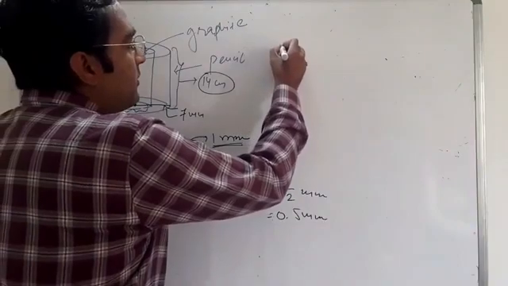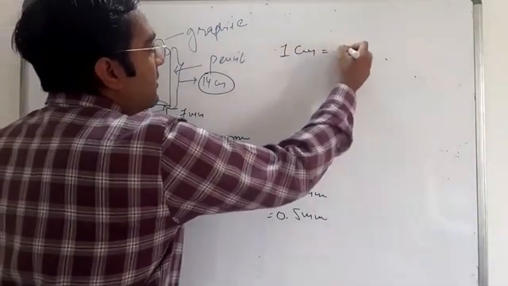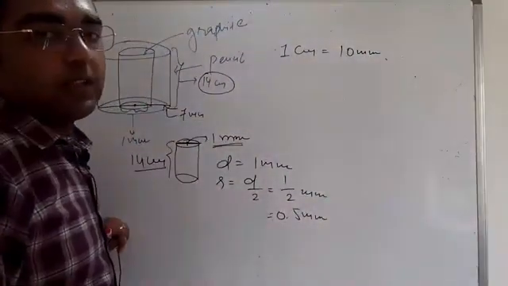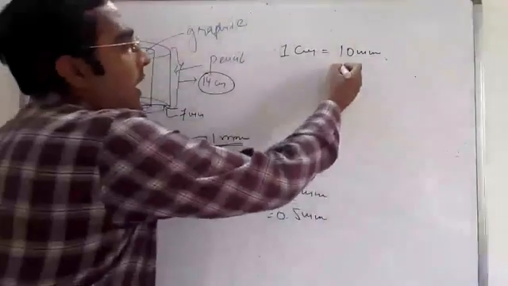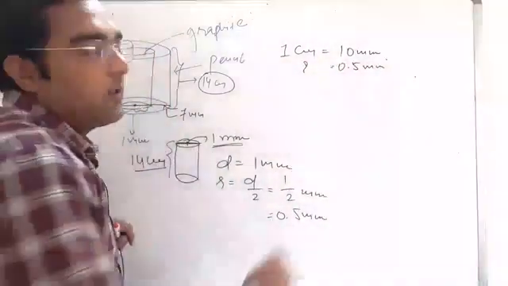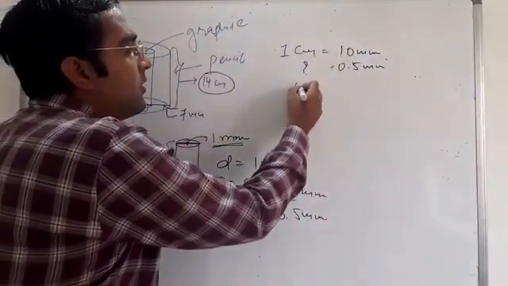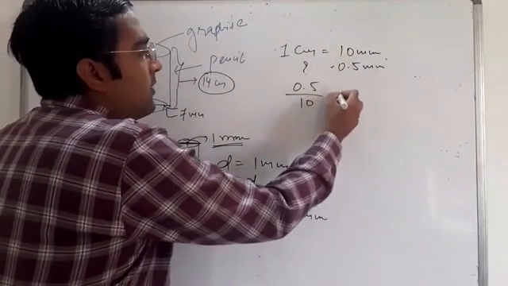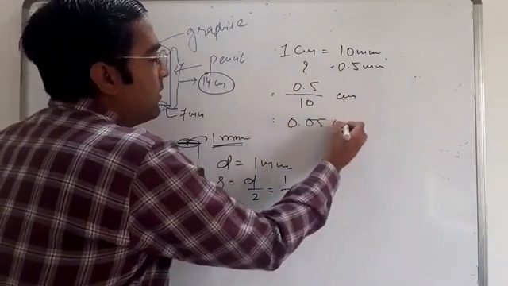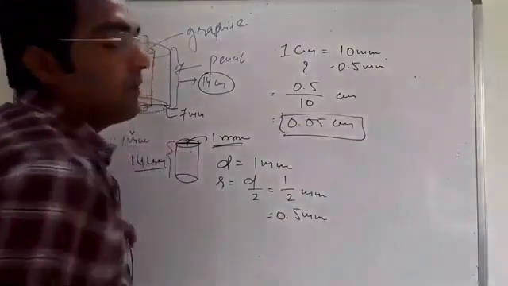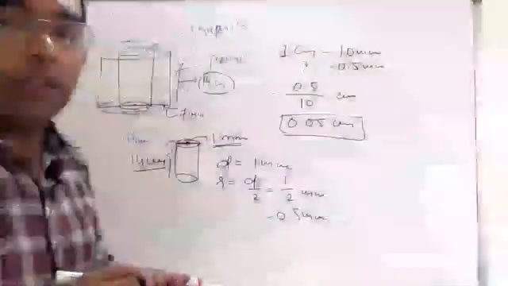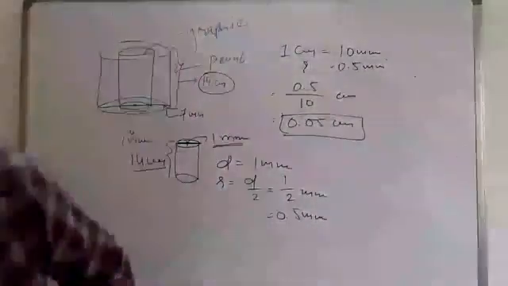My conversion is 1 centimeter is equal to 10 mm. I have to find 0.5 mm in how many centimeter. So by cross multiplication, 0.5 divided by 10 centimeter, therefore 0.05 centimeter. I'll note all these things to calculate the volume of the graphite cylinder.